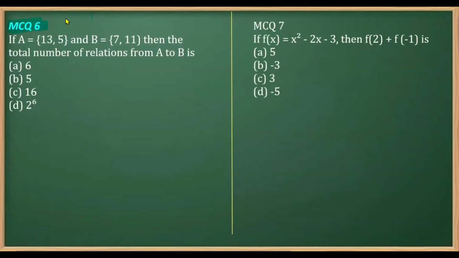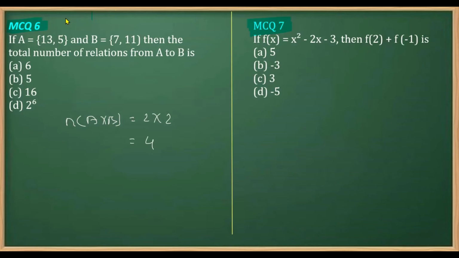We'll do MCQ 6 and MCQ 7 over here. Now, first MCQ, that is MCQ 6 here, as you can see the number of elements in A is this. In fact, the elements are given, but why did I say number of elements? Because we have to find the total number of relations from A to B. So first of all, what we know is that the number of elements in A cross B will be equal to the number of elements in A, which is 2, multiplied by the number of elements in B, which is 2 again.